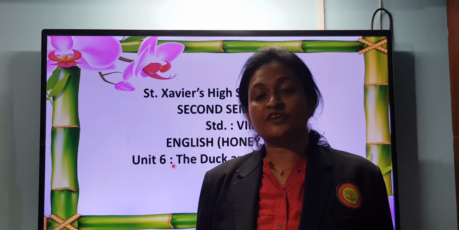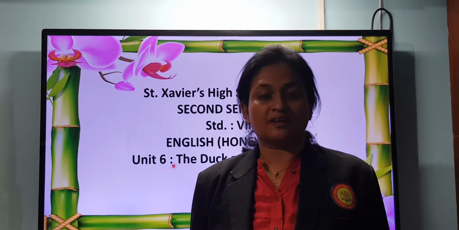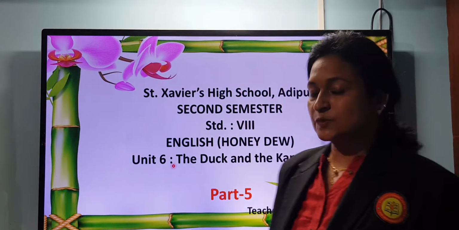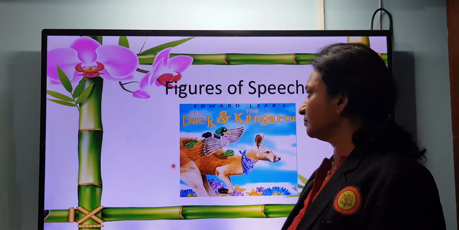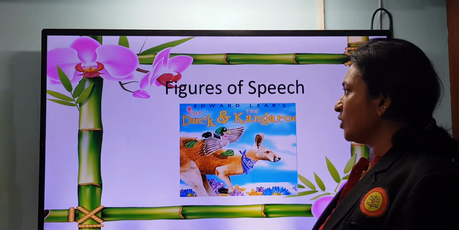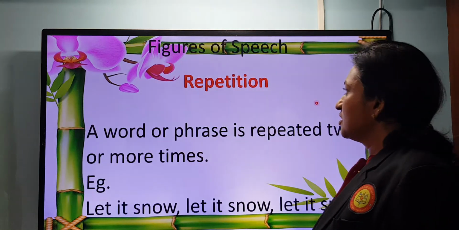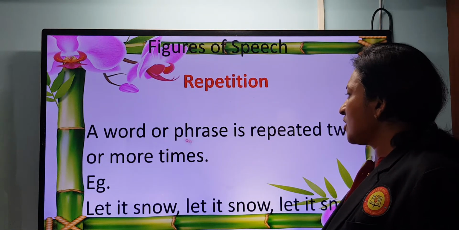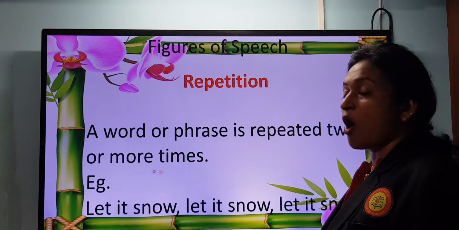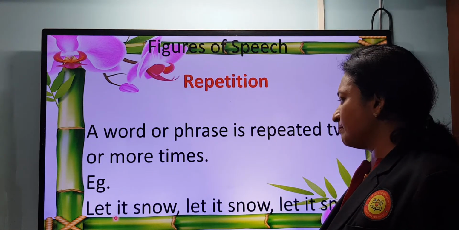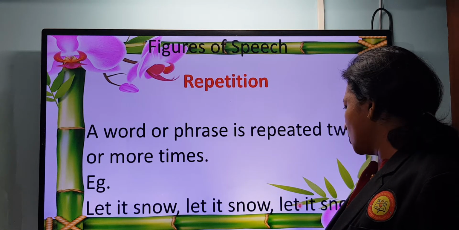This is the fifth part of this unit and the last one too. So let's begin with this unit. In this unit, we are going to learn the figures of speech. Repetition: a word or phrase is repeated two or more times. Example, let it snow, let it snow, let it snow.